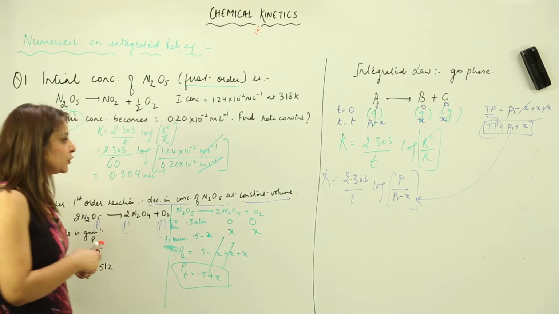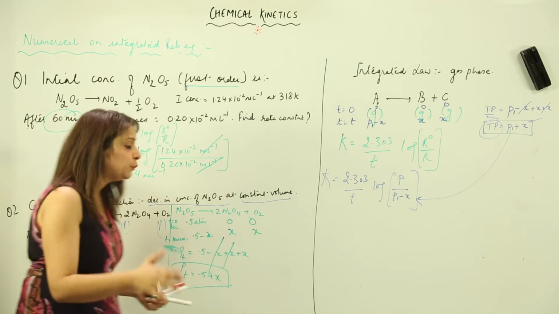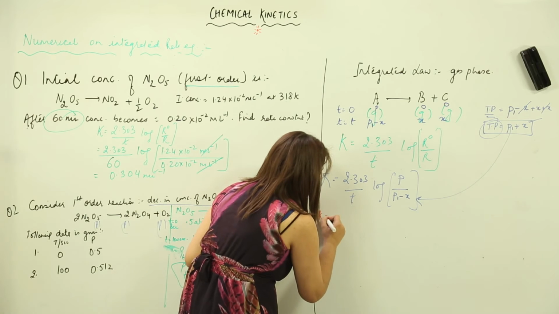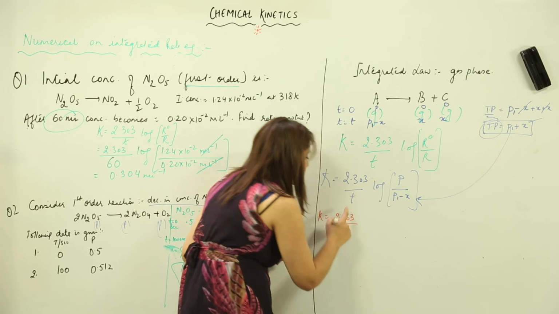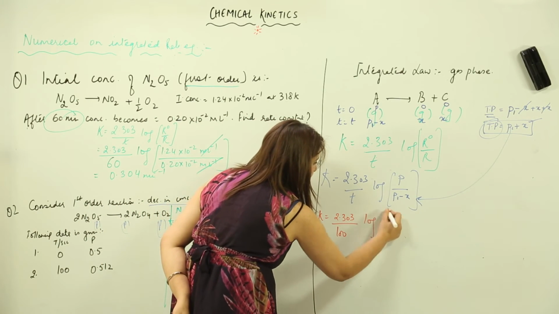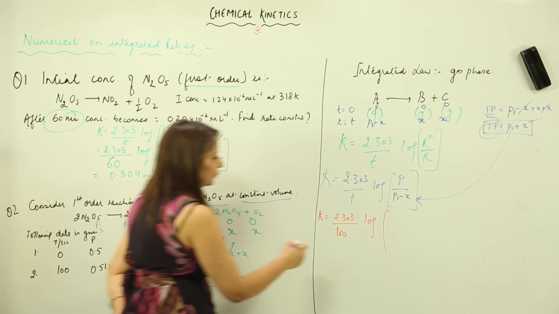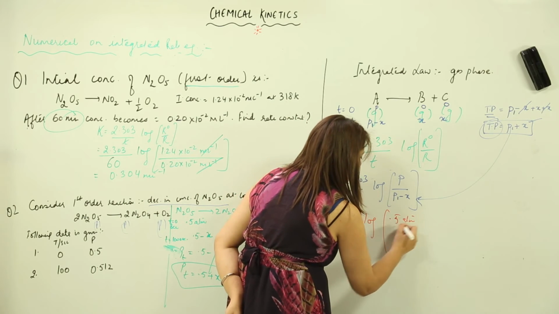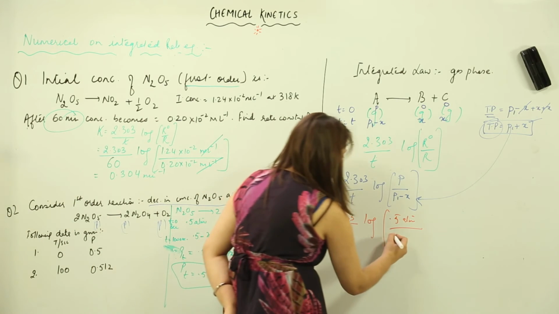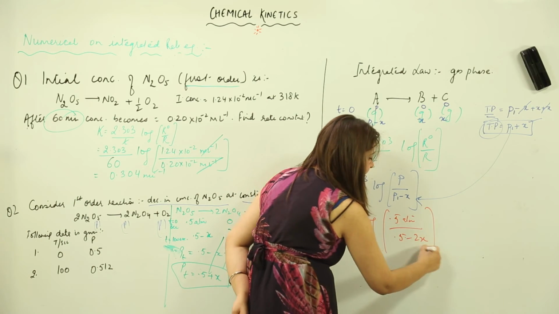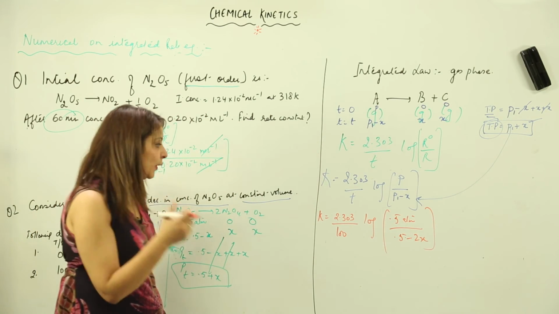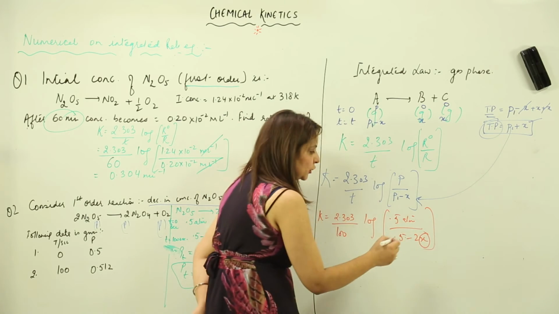For first order reaction, I told you the expression is this. So I am going to put all these values in this expression. So what do we get after putting? We get k is equal to 2.303 over t, which is 100 seconds, so 100 log, initial pressure is 0.5 atmosphere, and this P minus x is 0.5 minus, here I am going to put 2x, right, because here we have to consider the moles. So 0.5 minus 2x.